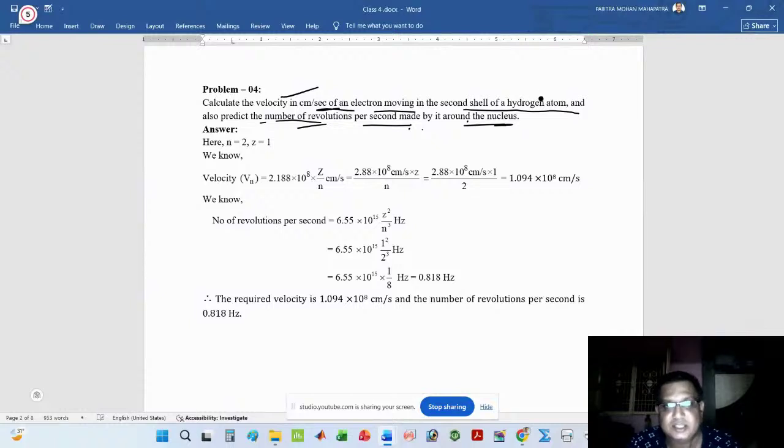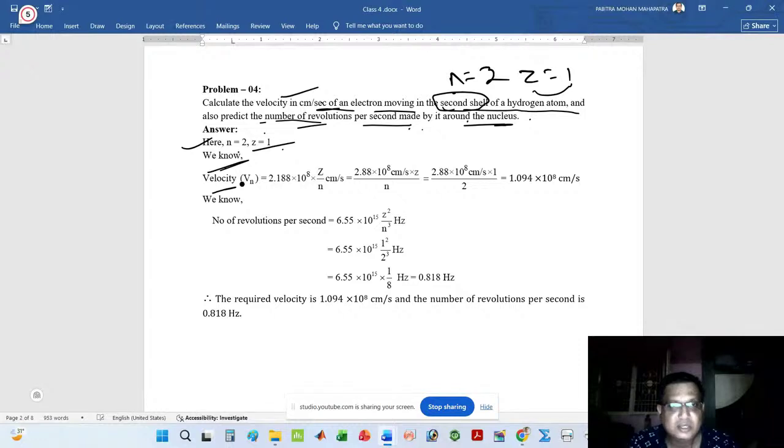From the question it is seen that a hydrogen atom is given. Here the second shell is given. For the second shell, the n value is 2. For a hydrogen atom, Z is equal to 1. So here I can write n is equal to 2, Z is equal to 1. Now put these values in the equation for the calculation of velocity. For velocity calculation we know 2.188 into 10 to the 8 into Z by n cm per second. This is the equation. Now put the values of Z and n in this equation.